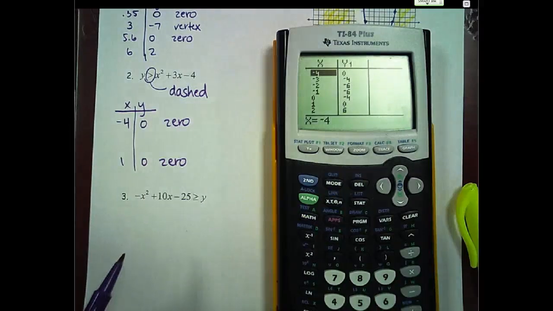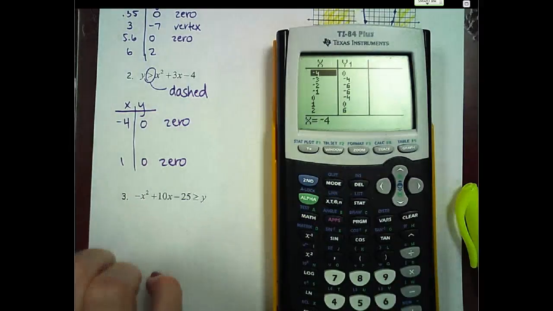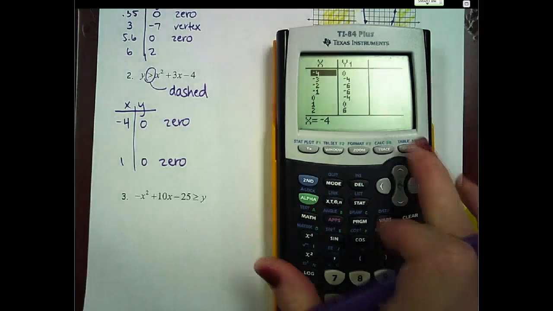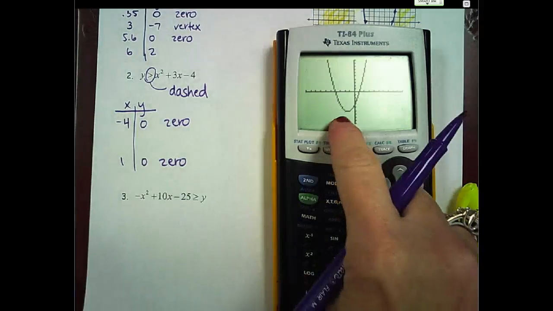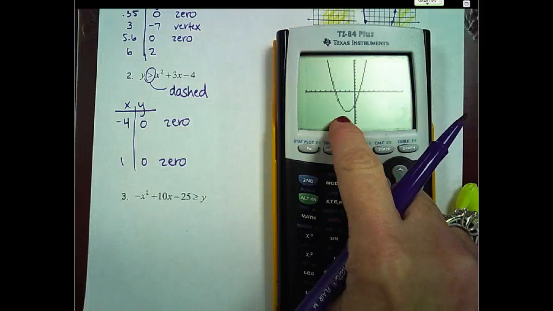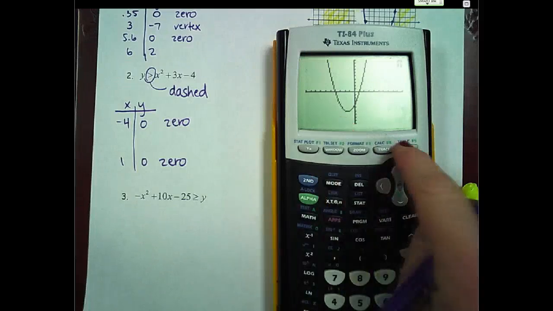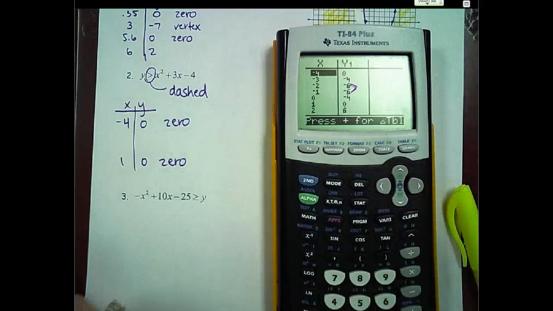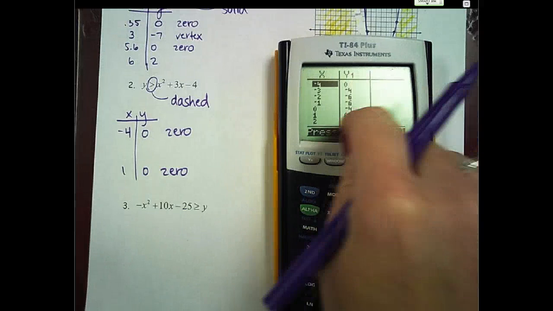Okay, now look up here. This part's important. I also requested the vertex, right? And in this case, if you look at your graph, it's a minimum. So I'm going to be looking for the smallest y value. So if I go and look at my table, there's a problem right here. I've got two y values that are exactly the same, right? So does it actually give me the vertex? No, you've got to find it. Okay, so go back to your graph and let's find the vertex.